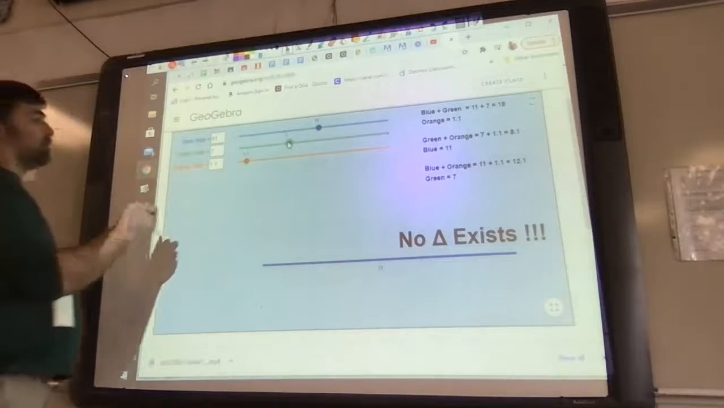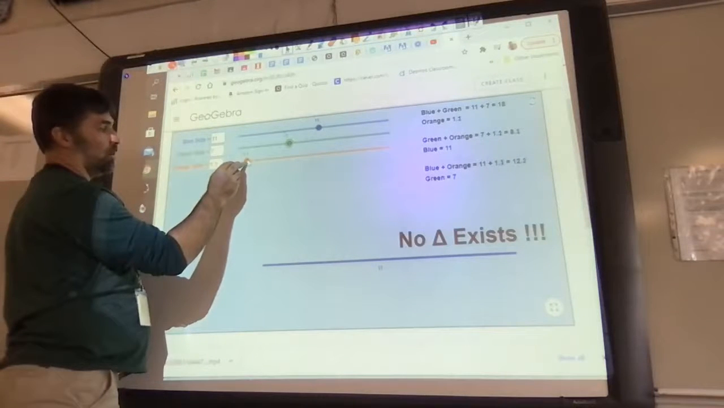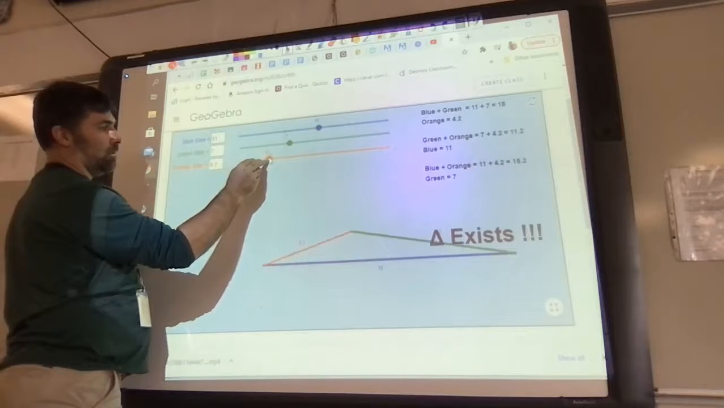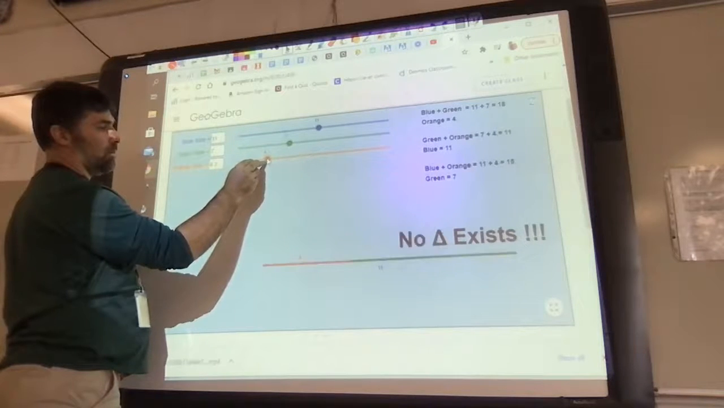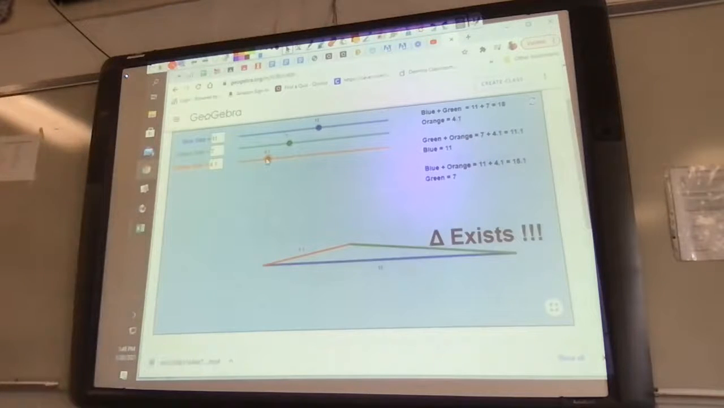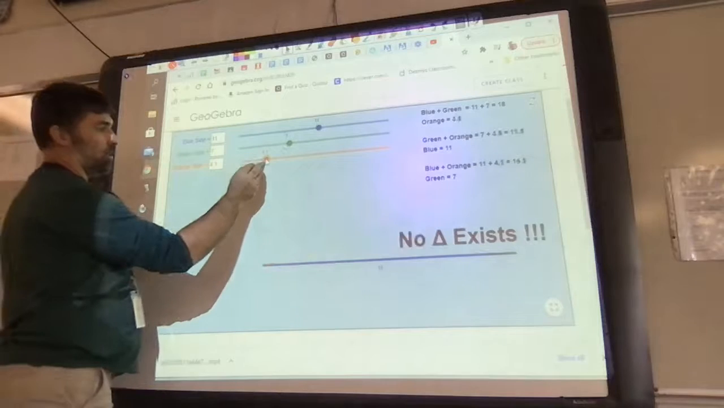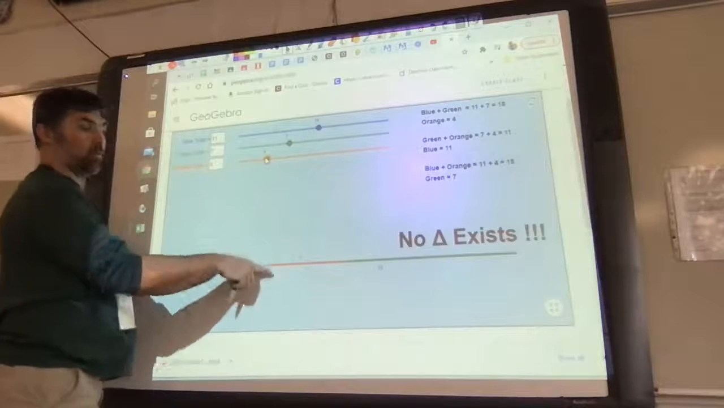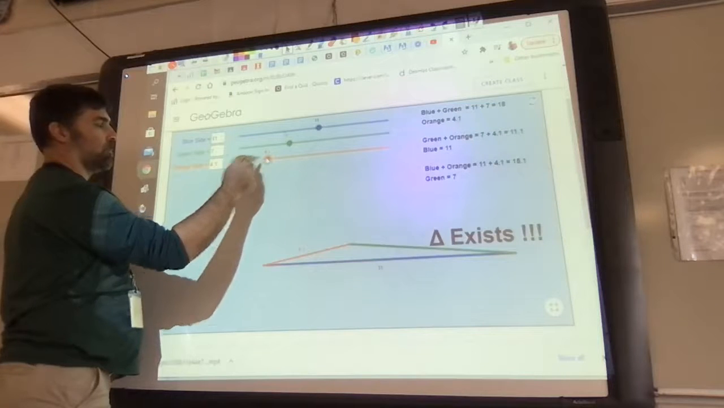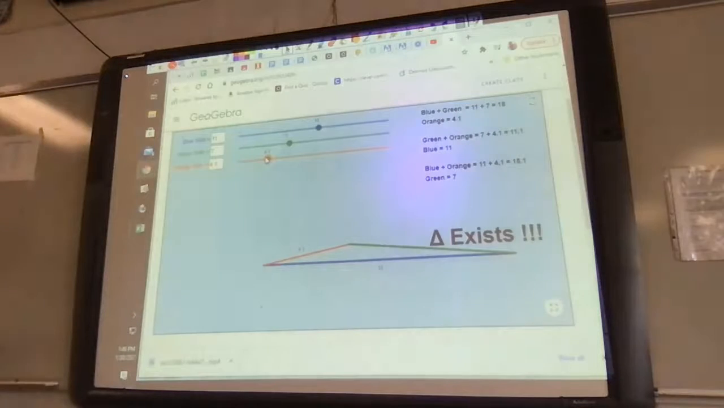All right, so watch this. Let's just move it. At what point does it make a triangle and at what point does it not? Oh, we got one there now, right? Why all of a sudden is that a triangle and 4 is not? Because 4 is not, but 4.1 is. Why is that? Because 4 plus 7 is 11. Won't make it a triangle.